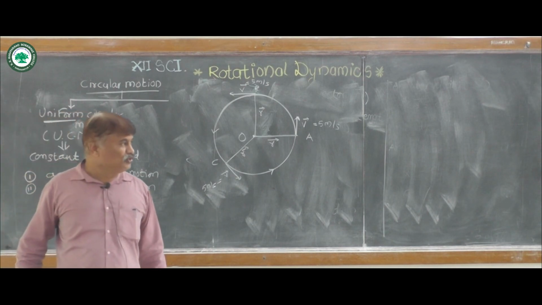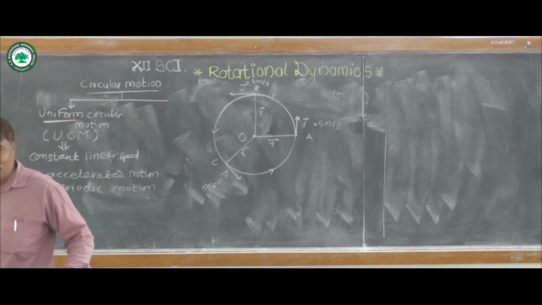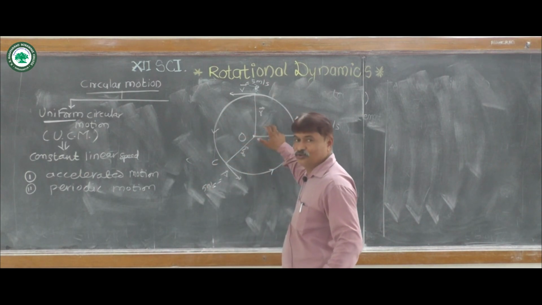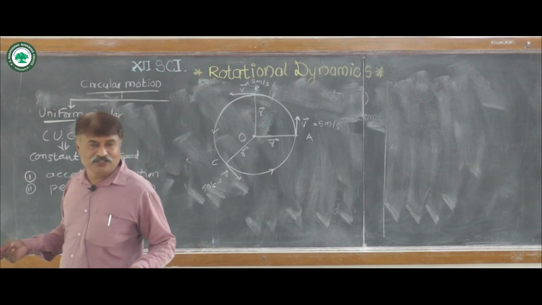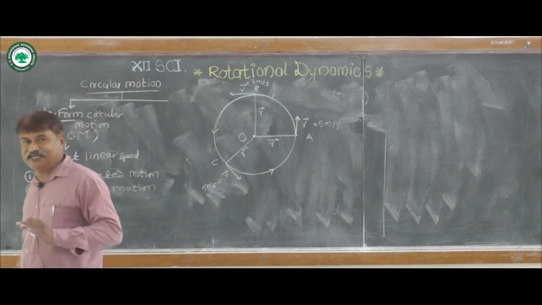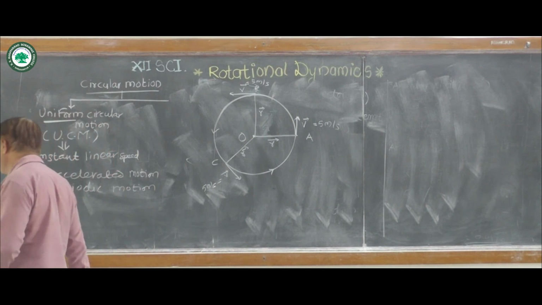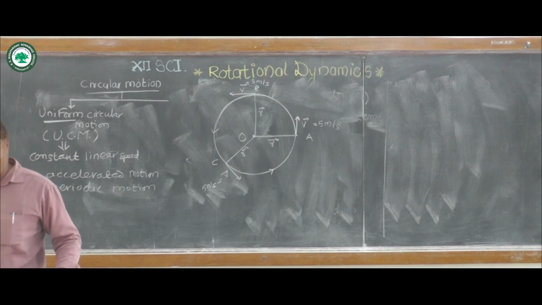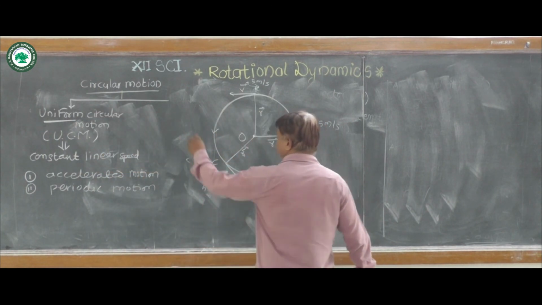And during the uniform circular motion, work done by the body always remains zero. In that case displacement becomes zero, and we know the formula for work done is equal to force into displacement. Displacement is zero, so the product becomes zero. So in case of UCM, work done on a body is always zero. So this is uniform circular motion.